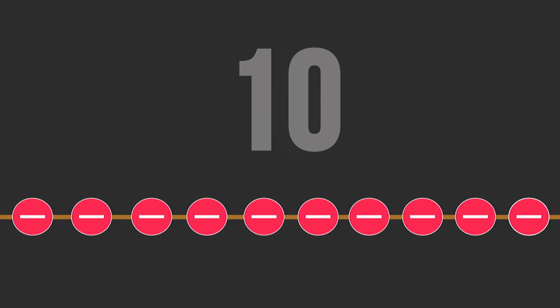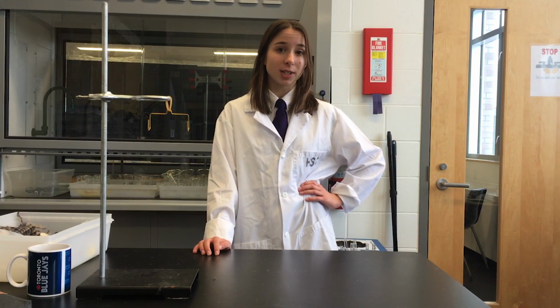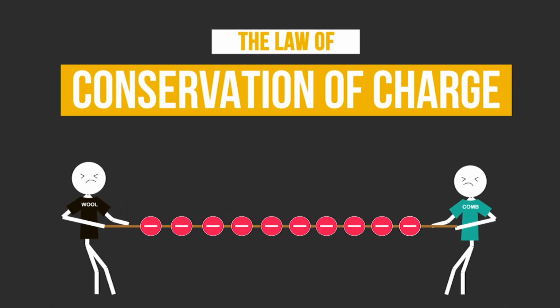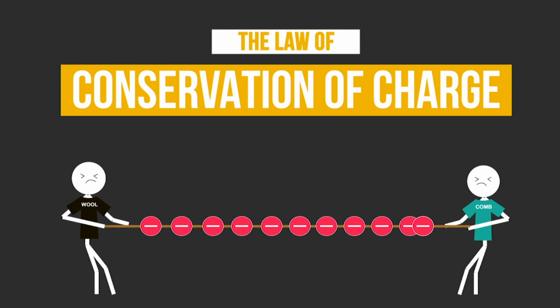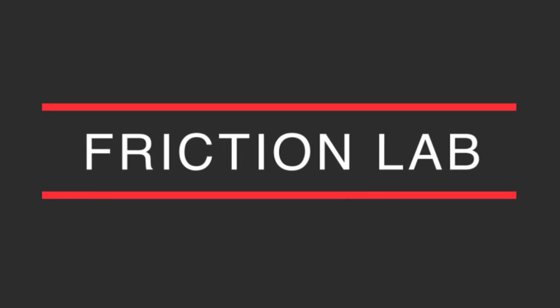But notice that the electrons don't just randomly appear to make one object negative. There are still 10 electrons in total. This is due to the law of conservation of charge, which states that charge cannot be created or destroyed. If we go back to our tug-of-war analogy, if this wasn't true, then this would be equivalent to the rope randomly extending as the other person pulled on it. Assuming that this is an ideal rope, that just isn't possible. So now we can start the lab.